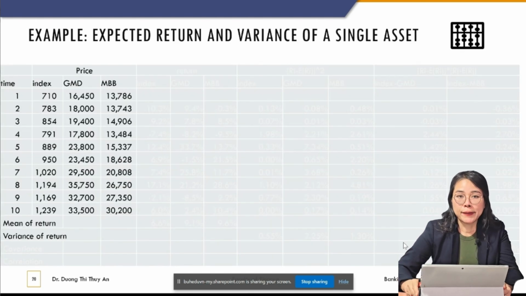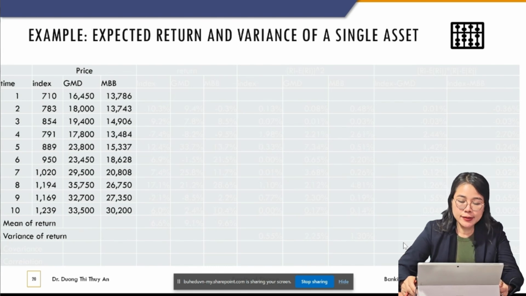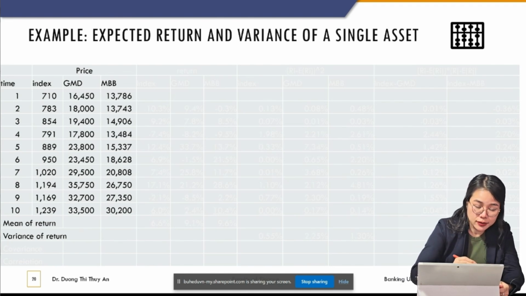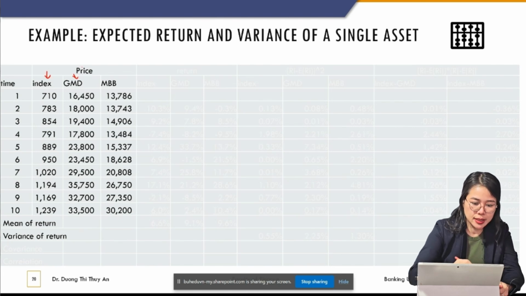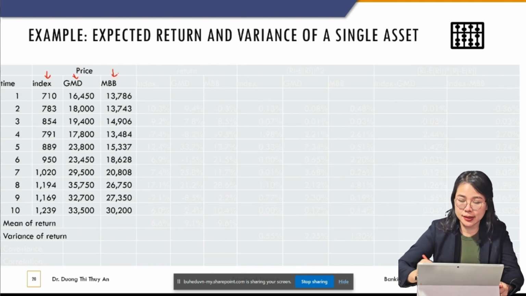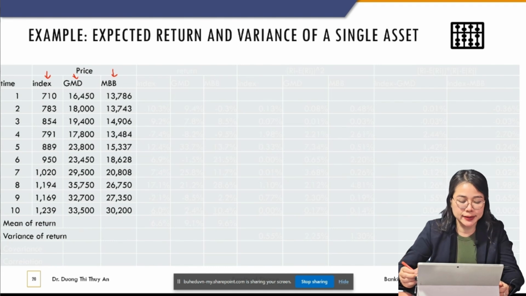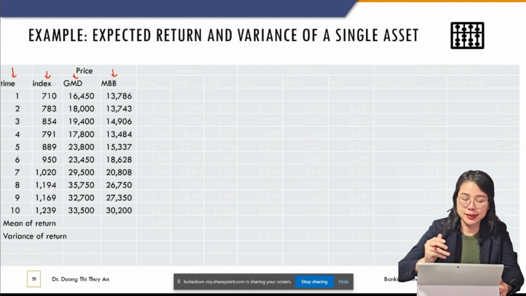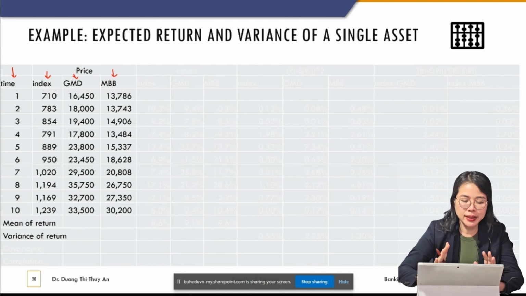Okay, we have one real life example. Please take a look at the Excel file that I sent to you. In this Excel file, I'm going to explain. We have three stocks: the VN index, GMD, and MPB, which is the Military Bank. And time here corresponds to a month, so I just make it generally from time 1 to 10.